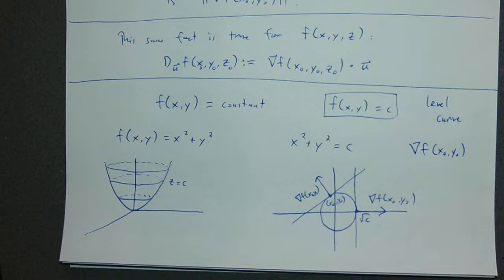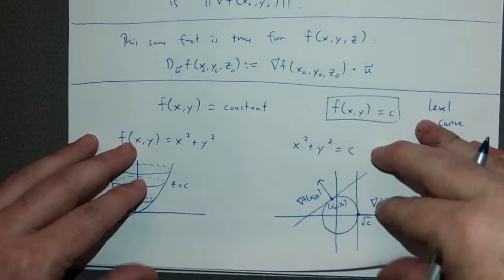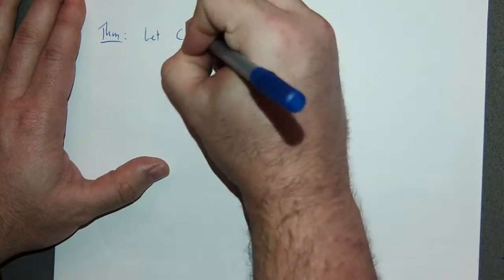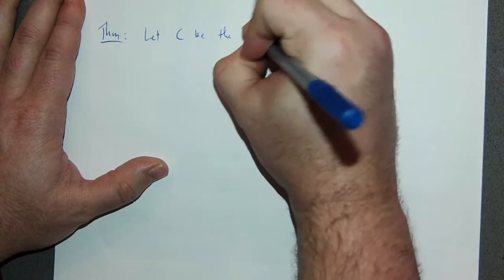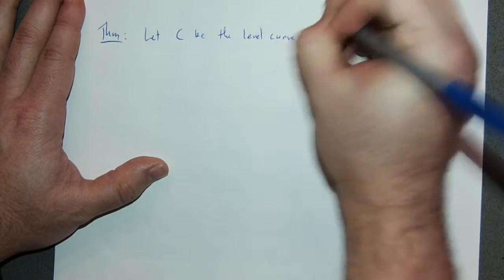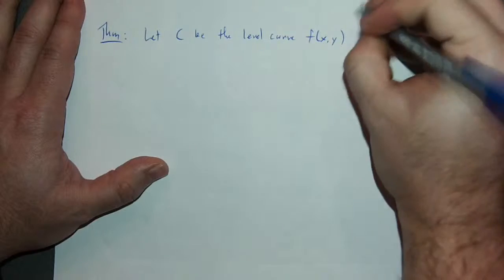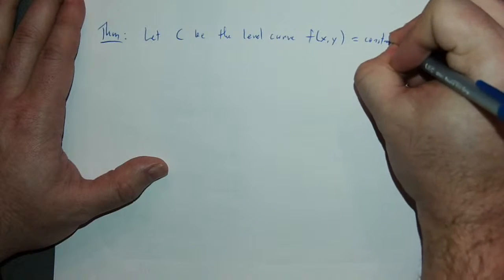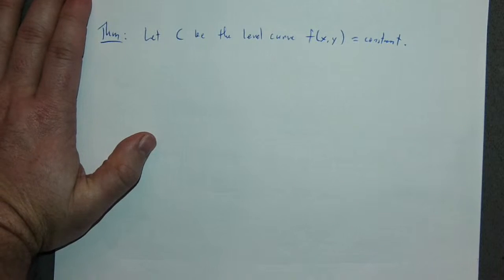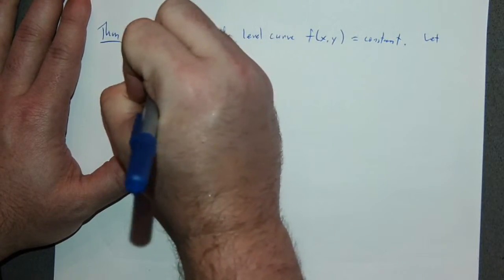So what am I saying? Well, what I'm saying is the following. So written out in words, that's the nice picture showing you what's going on. But here's the following. So theorem. Okay, so let C be the level curve f of xy is equal to constant. Okay, let x naught, y naught be a point on C.